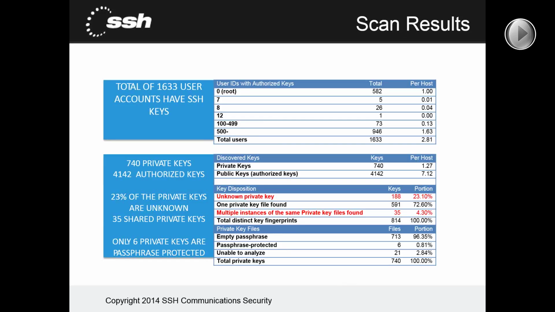So a total of a little over 1,600 user accounts have SSH keys. There are obviously other user accounts in this scenario, but these are the ones where we found SSH keys.